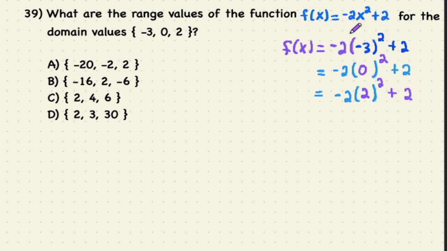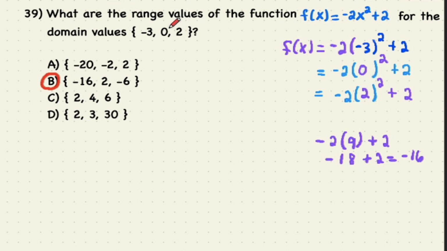So we'll start with this first one right here. We have an exponent. So negative 3 times negative 3 is positive 9. And that's being multiplied by negative 2. And then we're adding 2. So negative 2 times positive 9 is negative 18 plus 2, and that is equal to negative 16. So the only range value that has negative 16 is answer choice B, which is the correct answer. However, I want you to see how this is done, so let's do this for practice.